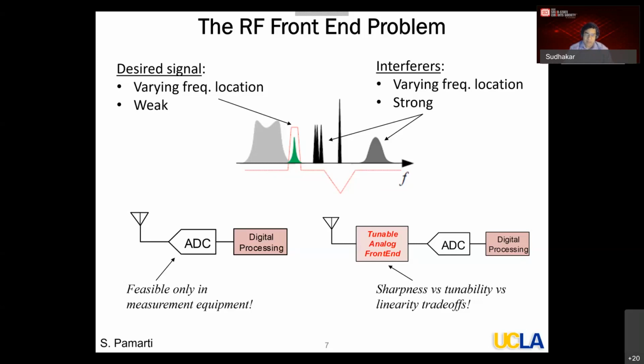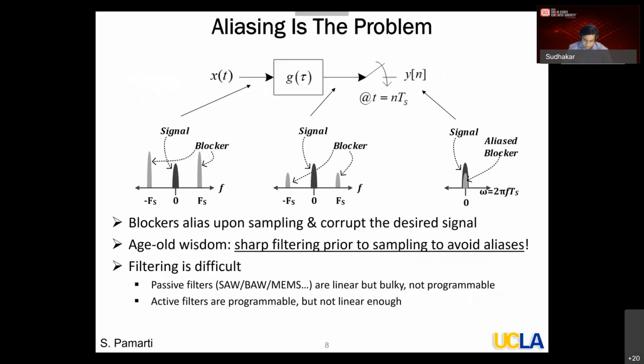So if you really take a closer look, the fundamental challenge here is that of aliasing. Let me explain. Like I said, you basically want a filter to extract the desired signal, and there are blockers outside the filter bandwidth. If the blocker interferers are not suppressed sufficiently, when you sample this filtered signal, they will fold back onto the signal, and then it is difficult to separate them.